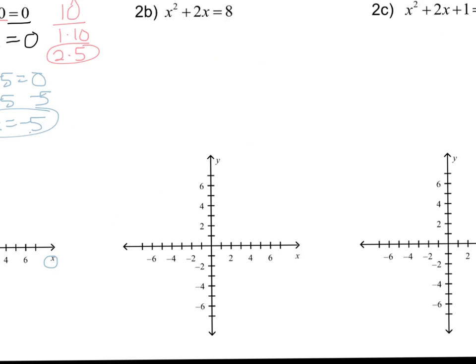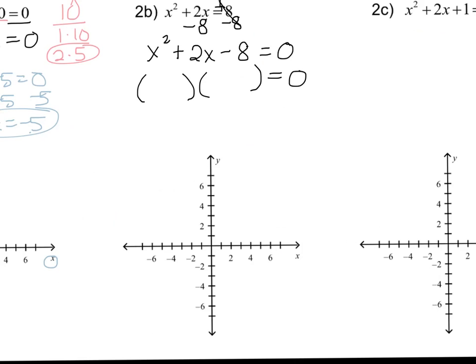Before we start B, we need to make sure it's set equal to 0, and it's not. It's set equal to +8. So how do we get rid of a +8 on that side? Well, we need to -8. So we'll minus 8 from both sides, and that will leave us with x squared plus 2x minus 8 equals 0.